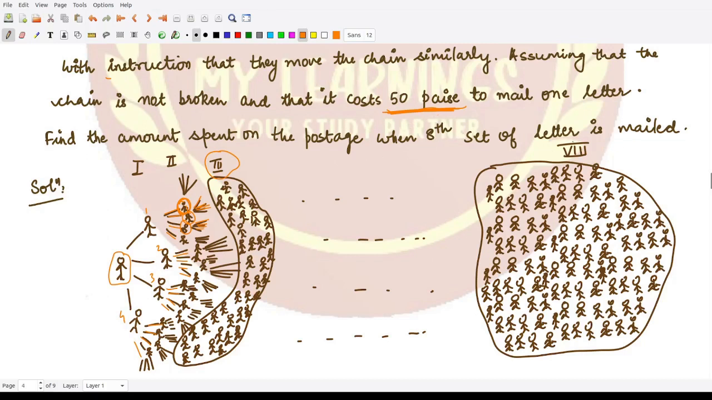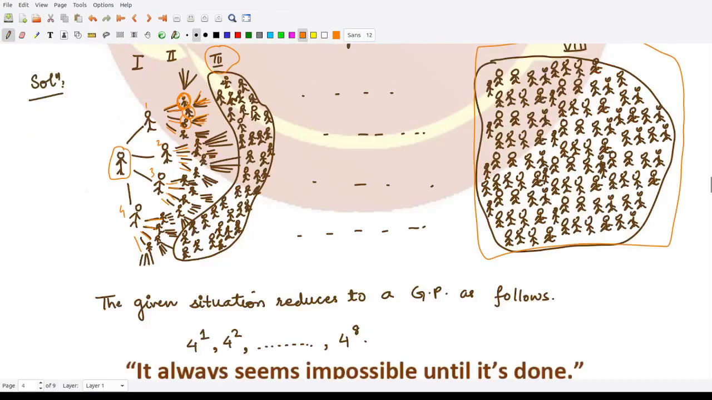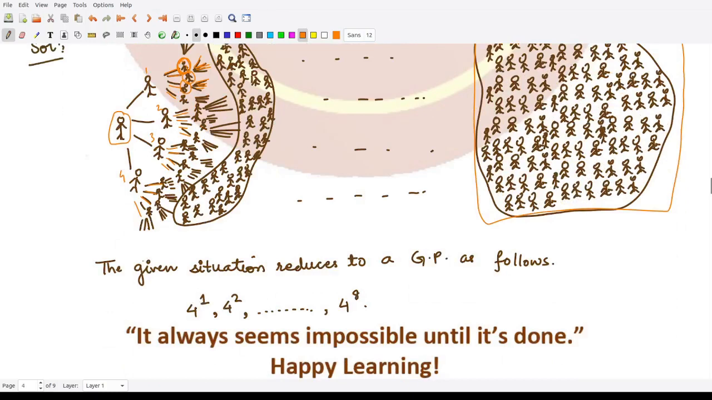So in doing so, you see, in the 8th set you have a lot of people here which are there to receive the letter, right? So here, first of all, the person mails the letters to 4 people. So we have in the first case 4 raised to power 1 here, correct? Now, why am I not taking the 4 raised to power 0 case? It is because no charges have been taken in this particular case, correct?